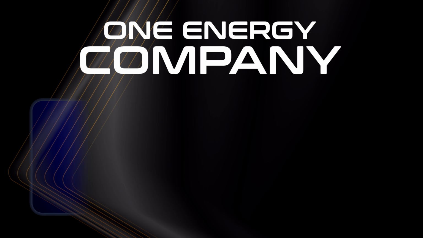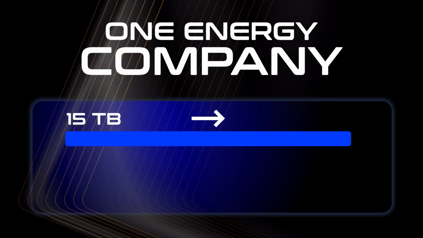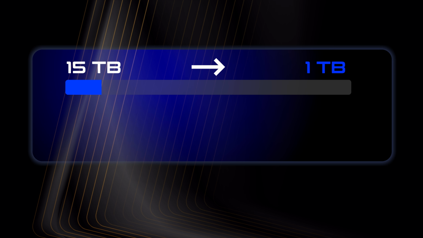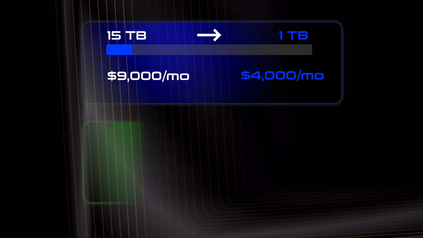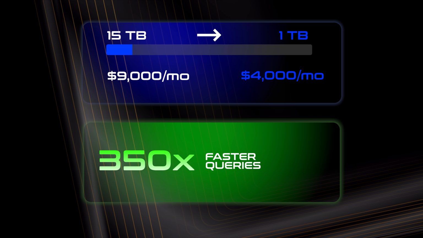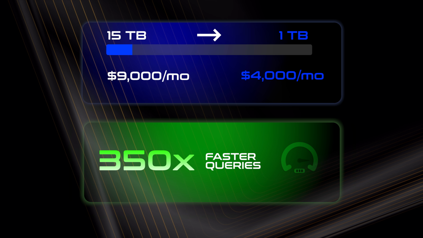Real companies run exactly this workflow with TimescaleDB. For example, one energy company compressed 15 terabytes of data down to just 1 and cut their database bill from $9,000 per month to 4. Another one replaced 4 separate databases with it and got about 350 times faster queries.